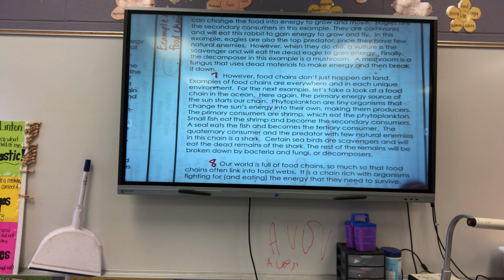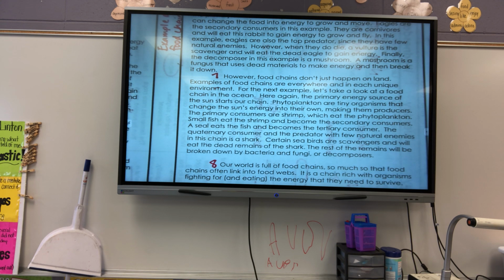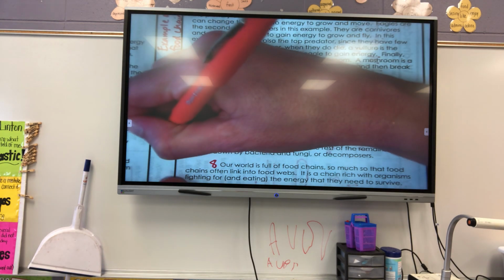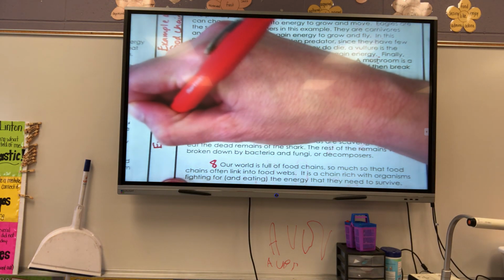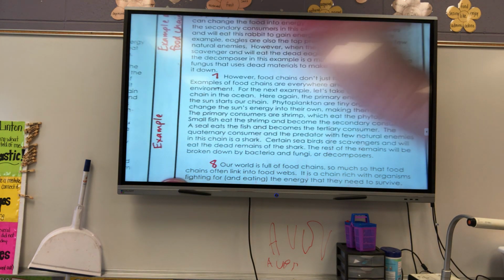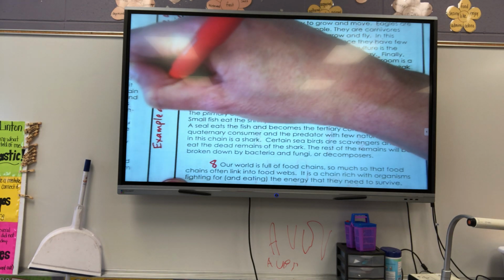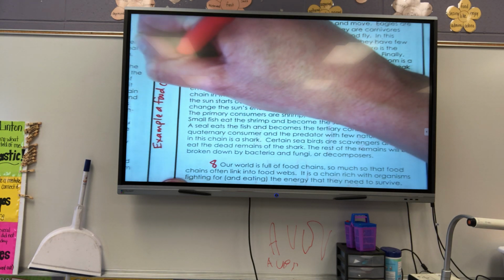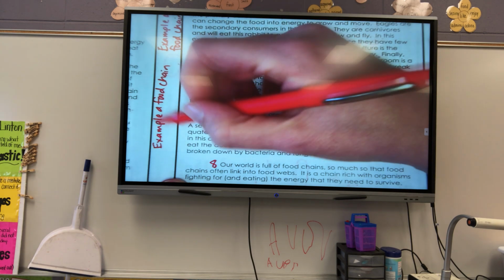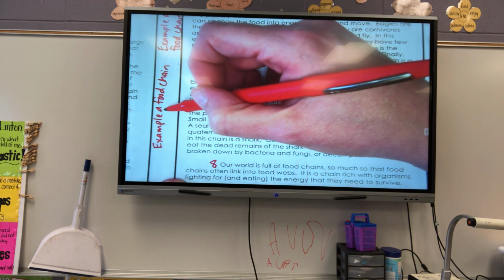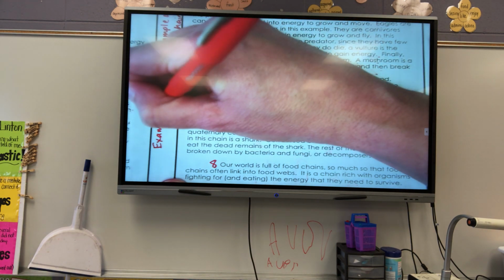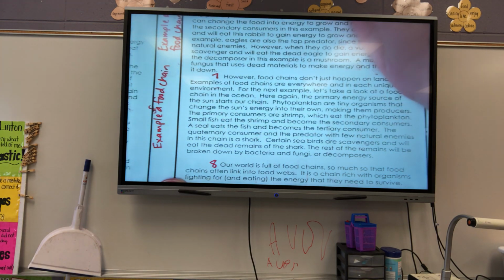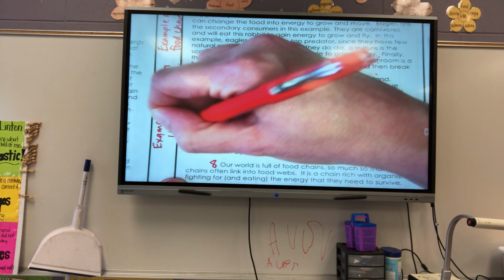Read to yourself. Water? Food chain and, more specifically, what water? What type of body of water? Ocean. The ocean. Salt water. All right, it's an example of a food chain. The hydro chain. Oh, I like it. Example of a food chain in the ocean.